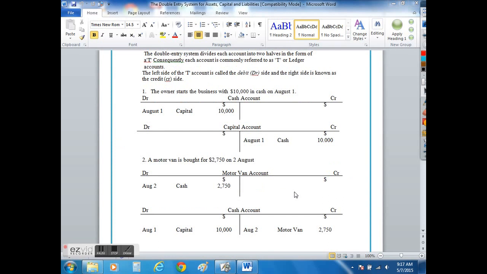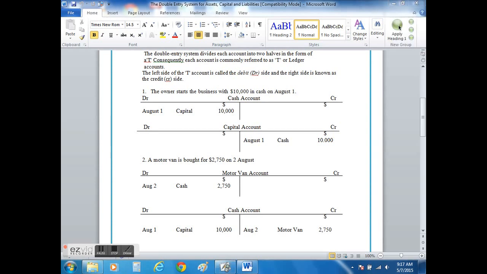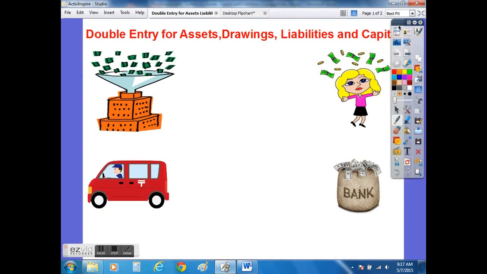Looking at the second transaction in this example, we can see that the company bought a motor van on the 2nd of August for $2,750. So again, we would need to consider the dual aspect concept of giving and taking, or debit and credit. And we would look at what we have to give to gain that asset of a motor van.